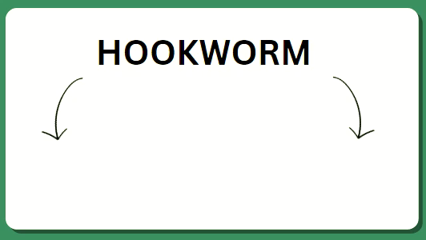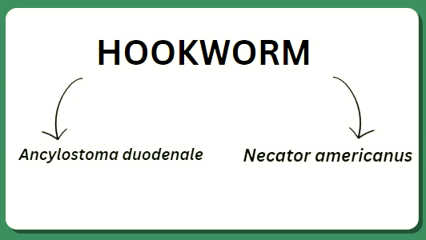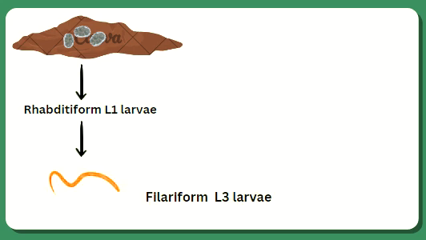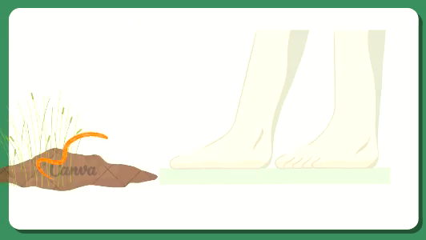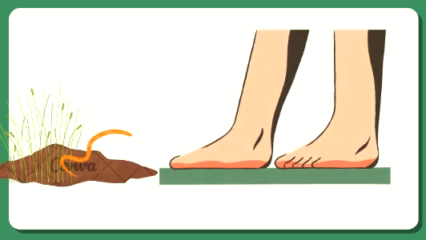Two species are mainly responsible for human infections: Ancylostoma duodenale and Necator americanus. In soil, the hookworm eggs hatch and the first stage larvae, called rhabditiform larvae L1, develop. They molt twice to become the infective filariform L3 larvae. The L3 accumulate in soil or on grass awaiting exposure to human skin.